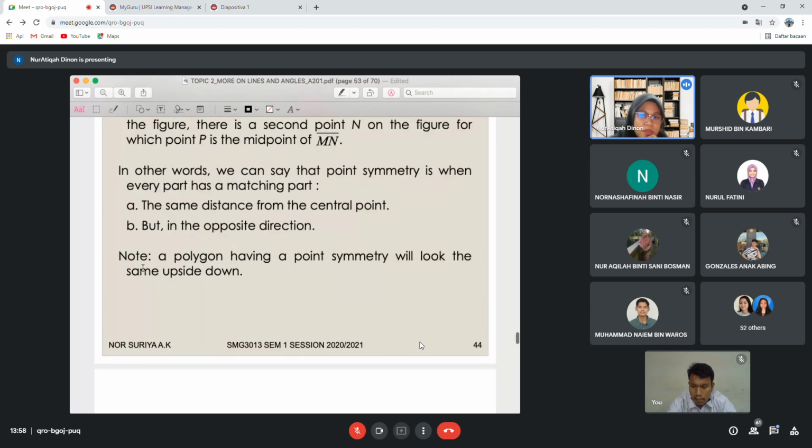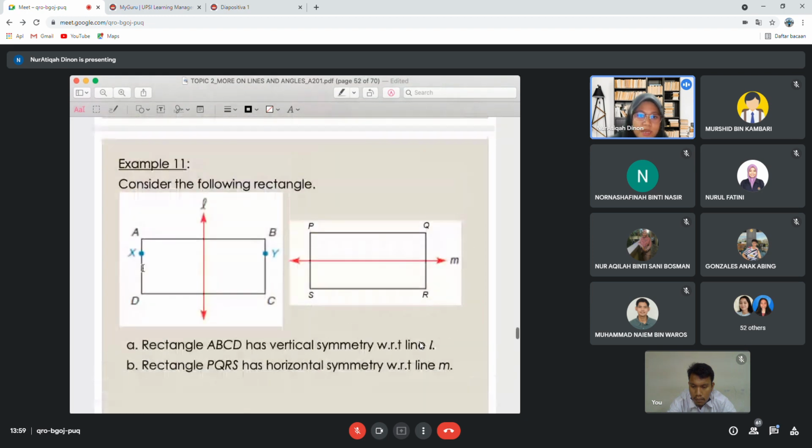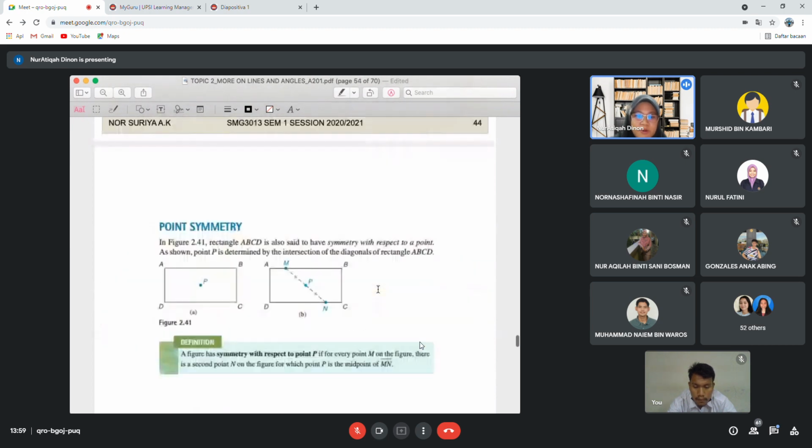Let's look at an example. This one is for line symmetry. We have line L and line M that divide the figure so that it has symmetry. When you look at the right side, it is the same as the left side, and the top side is the same as the bottom side. But for point symmetry, it's quite different.